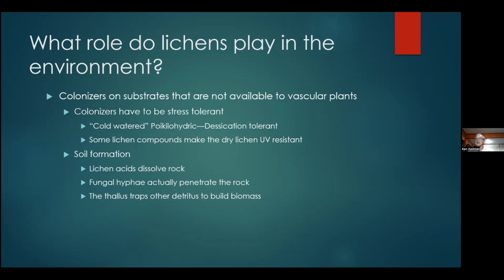Now, not much is known about the mechanisms of desiccation tolerance in lichens. A lot more is known in bryophytes. But in both groups, the bryophytes and the lichens, there are chemicals and compounds that make that dry lichen UV resistant so that the algal cells don't get damaged by UV light while they're in this dormant stage. So while they're colonizing these substrates, they're helping to create soil.